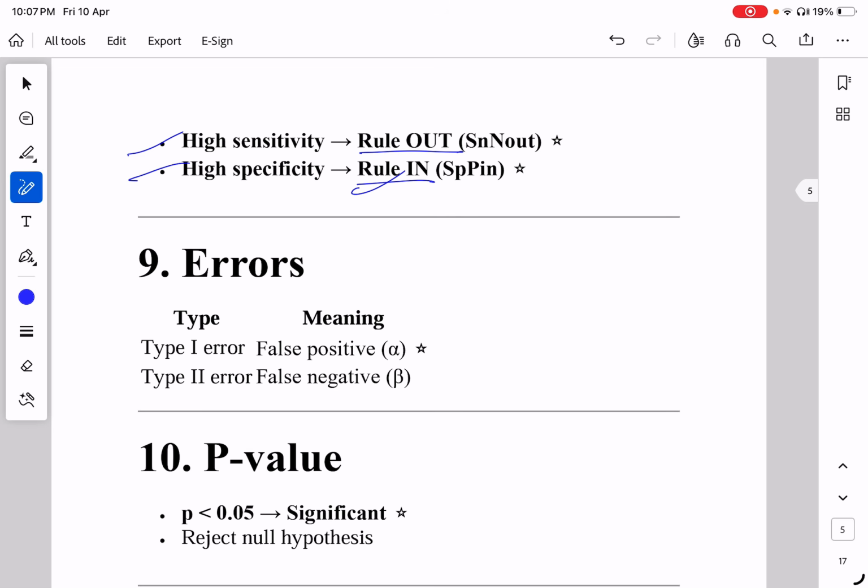Now errors, again MCQs have been asked. Just remember, don't use your mind now. Very much less time left. Type 1 error, false positive, represented by alpha. Type 2 error, false negative, represented by beta. Okay. Type 1 error, false positive and alpha. Type 2 error, false negative and beta.